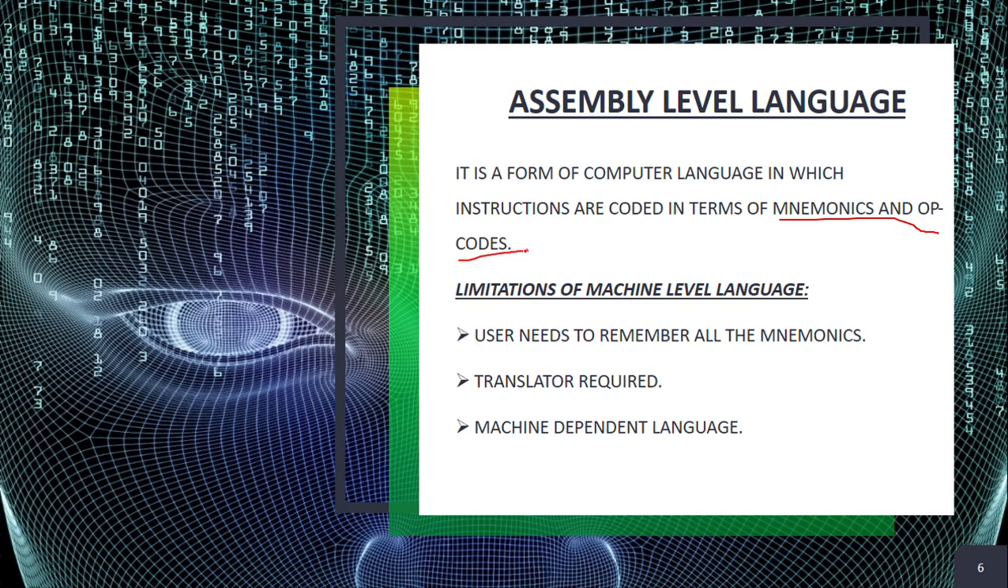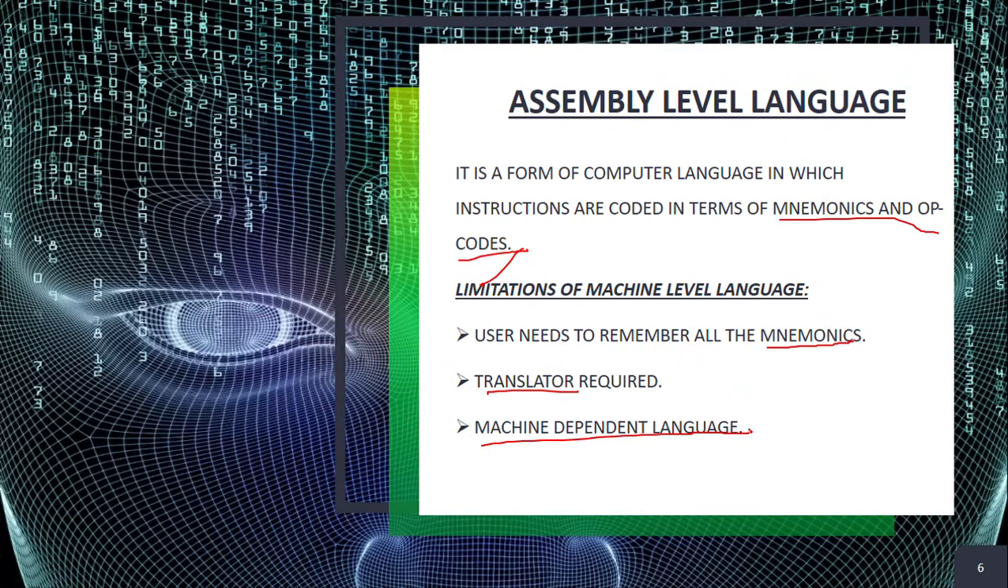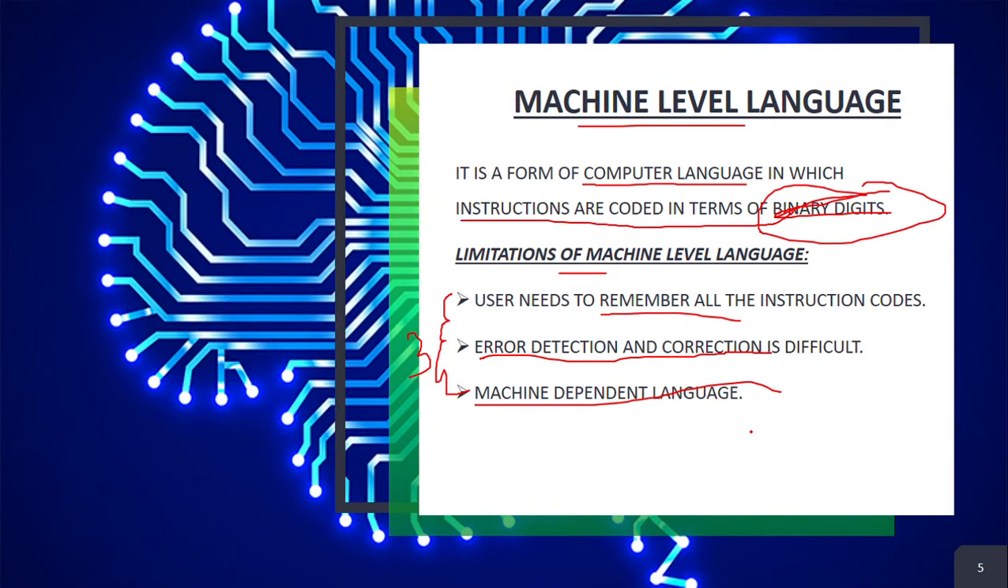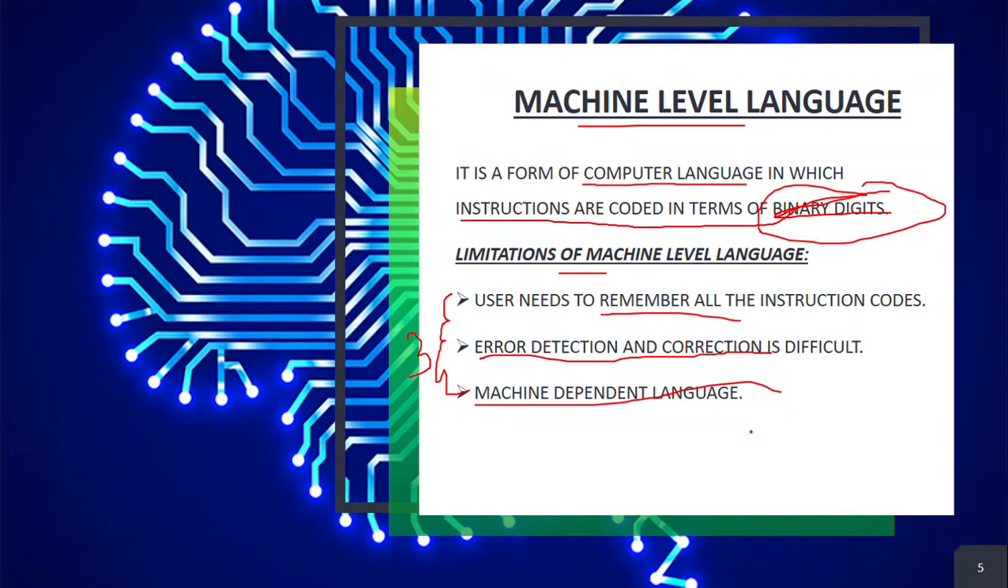Now the limitations of assembly level language. The user needs to remember all the mnemonics, a translator is required, and it is a machine dependent language. So machine dependence is the same, and again a translator is required. The user needs to remember all the mnemonics. These are the limitations or disadvantages.